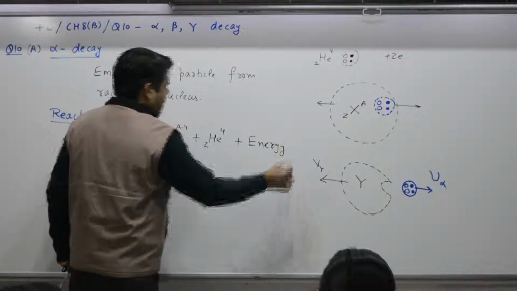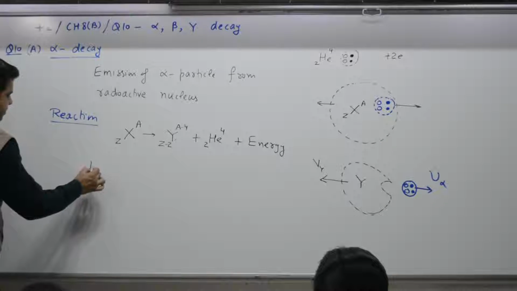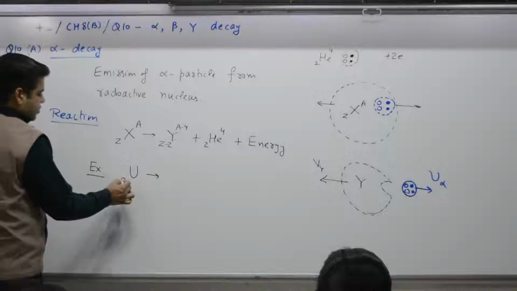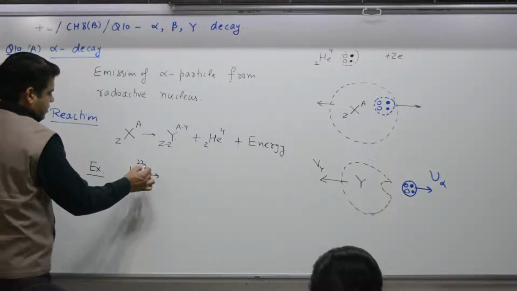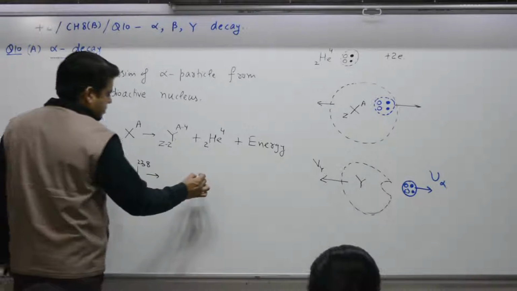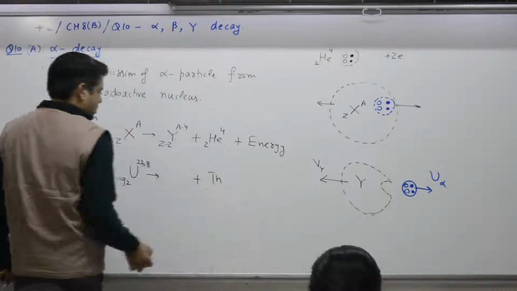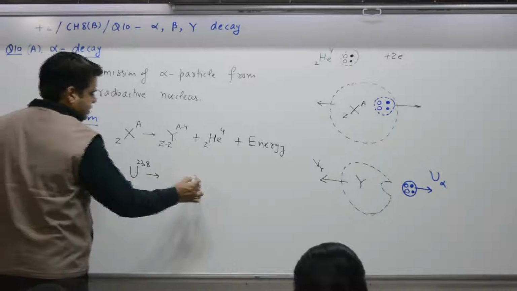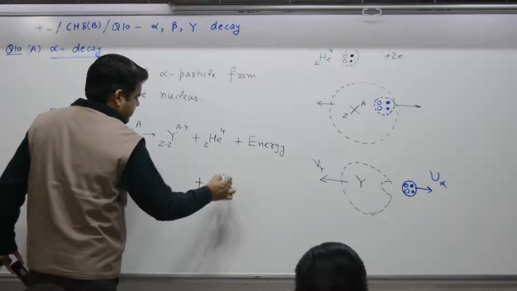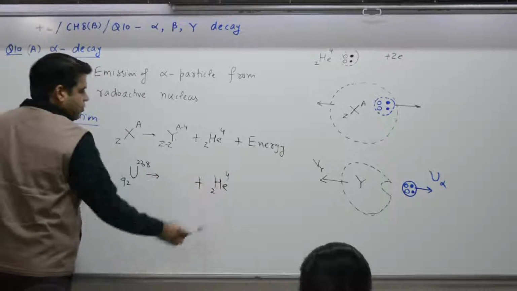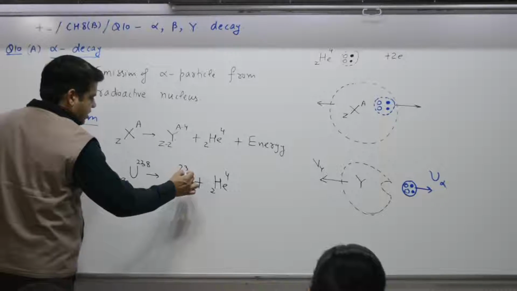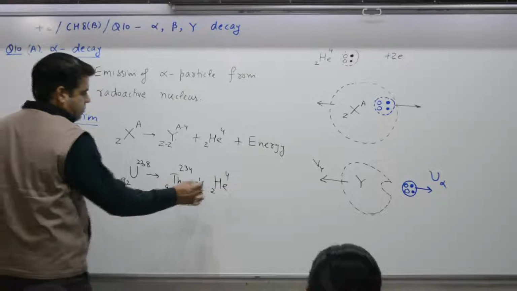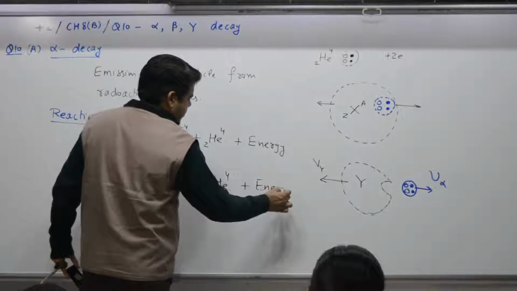So, energy. As an example of the same, uranium 92, 238, check please. 92, 238 changes to what? Thorium. We need to write exactly below this. If one alpha particle is emitted, 238 minus 4, 234. 92 minus 2, 90. This is what? Thorium plus energy.